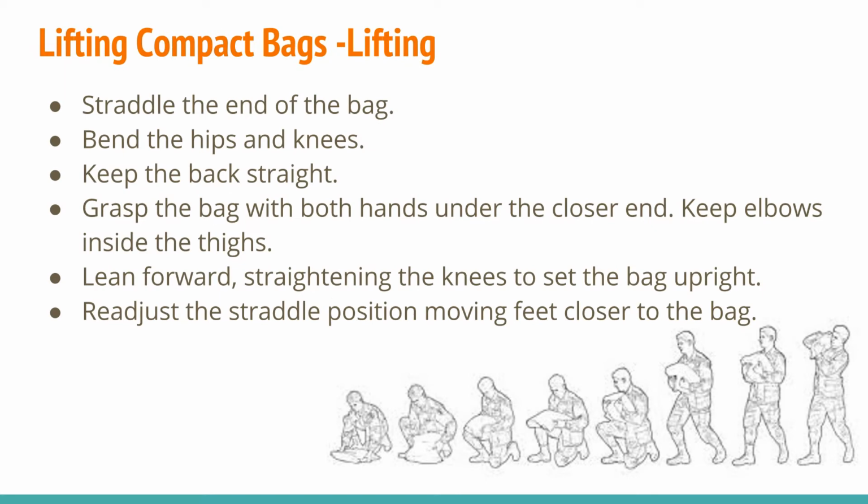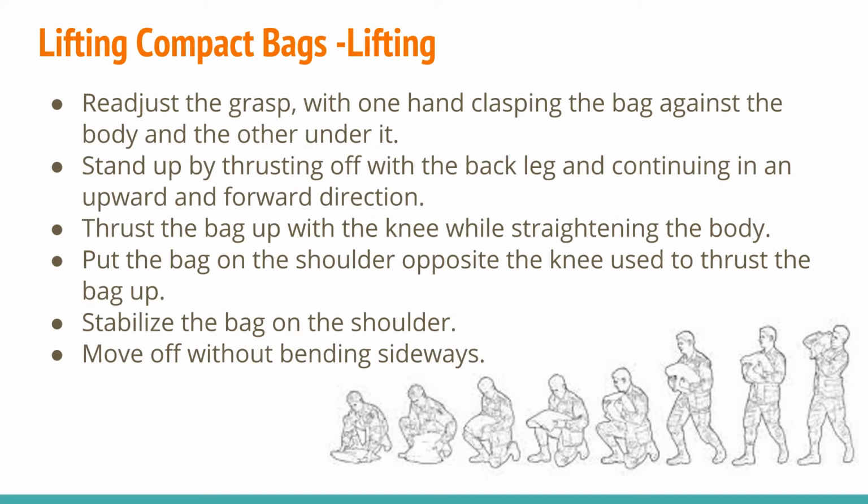When you're lifting compact bags, straddle the end of the bag. Bend your hips and knees. Keep your back straight. Grasp the bag with both hands under the closer end, and keep elbows inside the thighs. Lean forward, straightening the knees to set the bag upright. Readjust the straddle position, moving feet closer to the bag. Readjust the grasp with one hand, clasping the bag against the body and under it. Stand up by thrusting off with the back leg and continuing in an upward and forward direction.